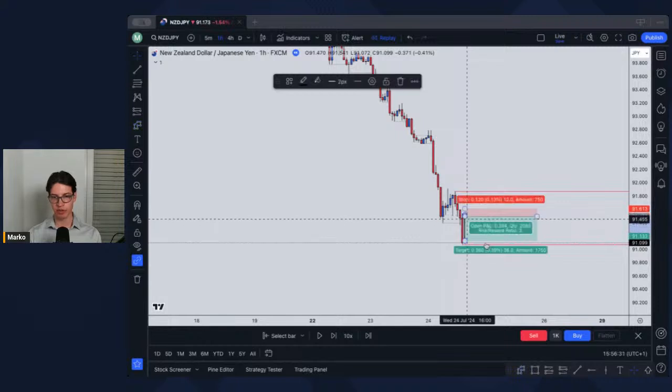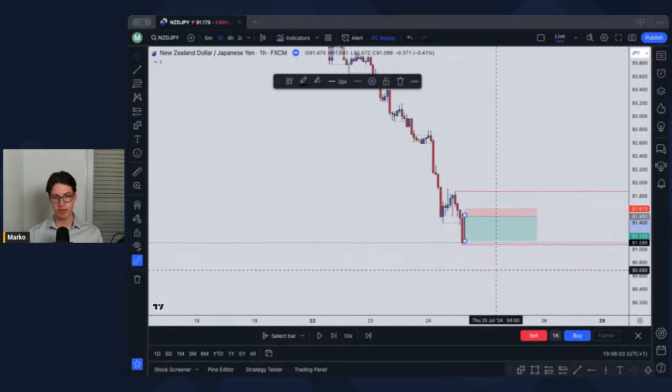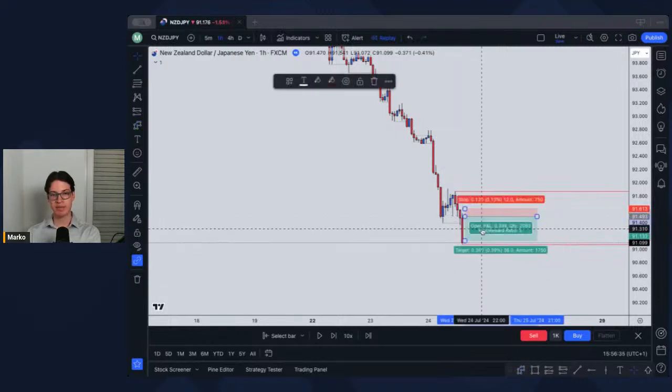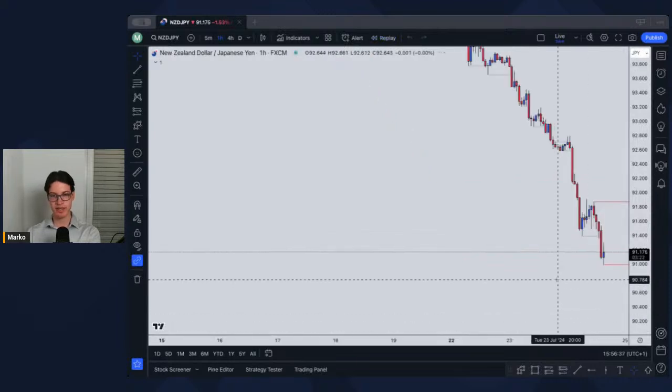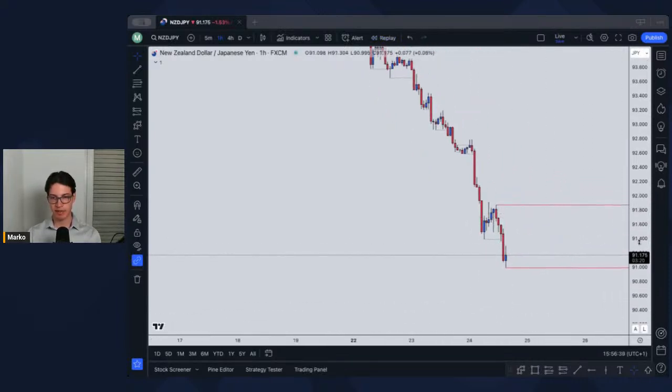With this much bullish pressure, it definitely did not fit my personal plan. But I am still open to taking sell setups. So let's see what will happen here.